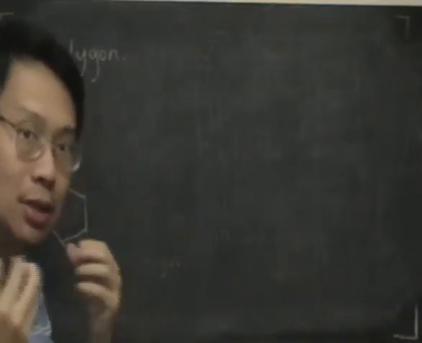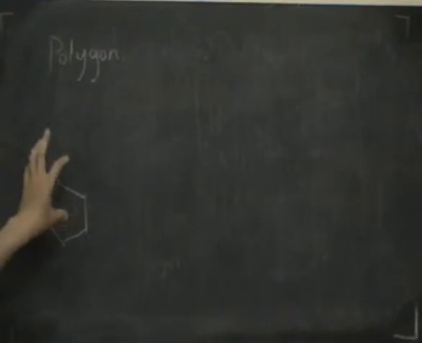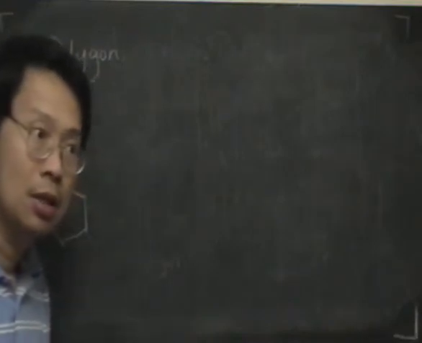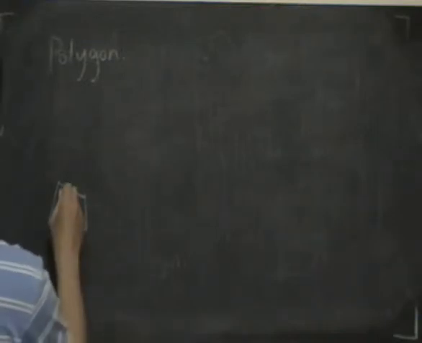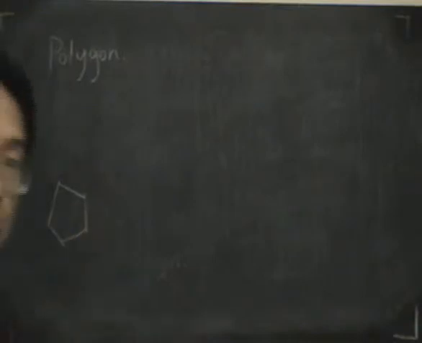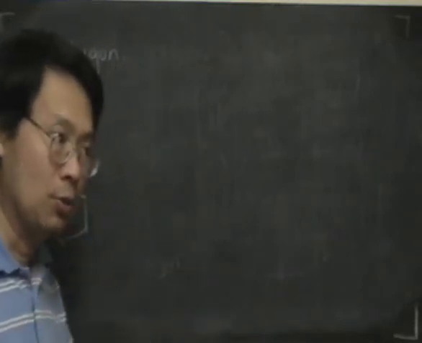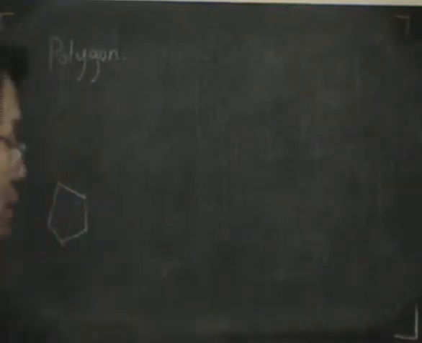Now, what I'm going to do is to show you how we can discover the formula for the sum of the angles of a polygon. Now look at this polygon. You are interested to know the total of those angles inside the figure. But for now, let's put that aside. Let's look at something else, something related.